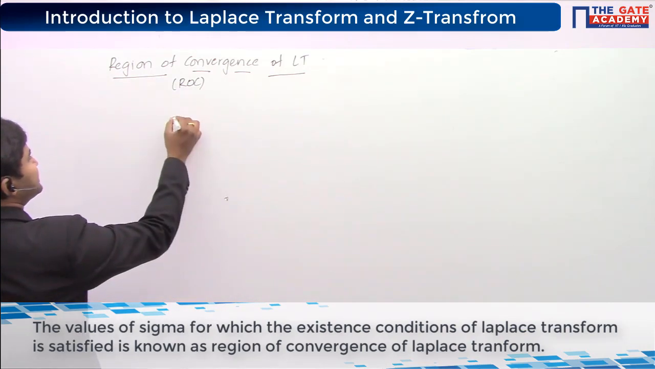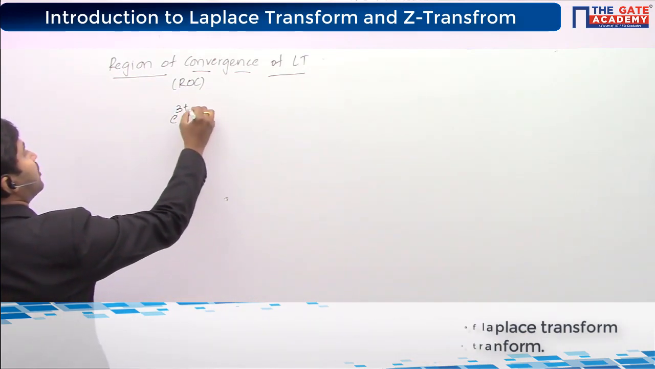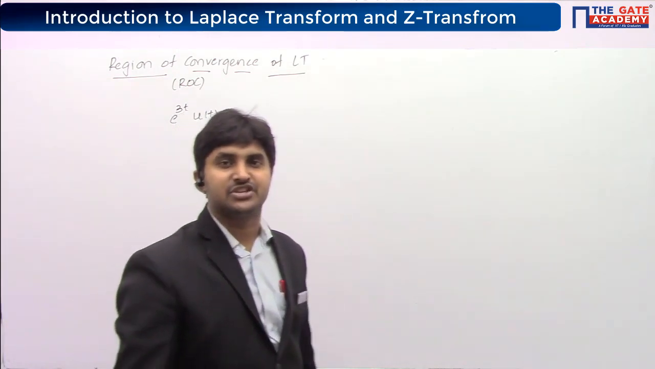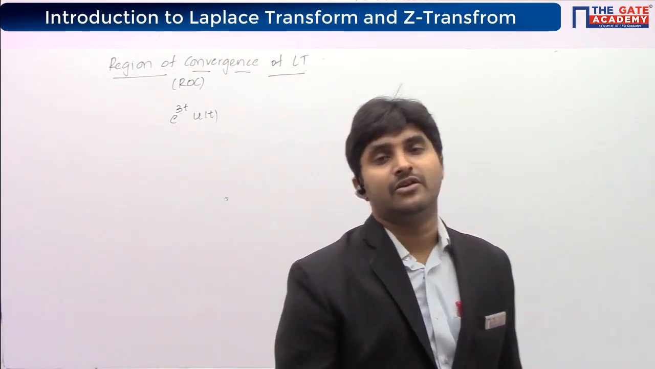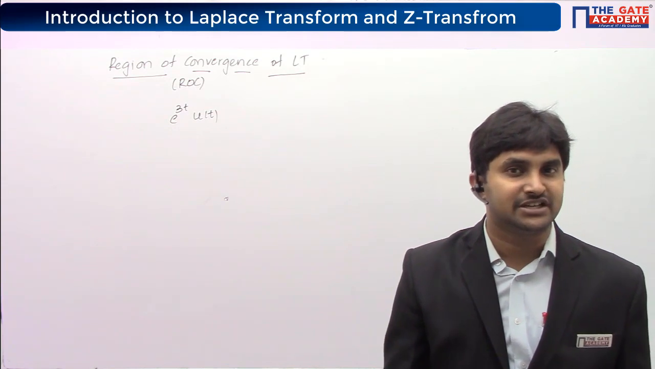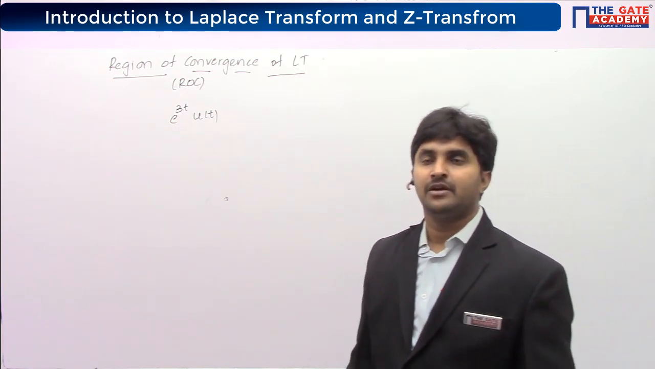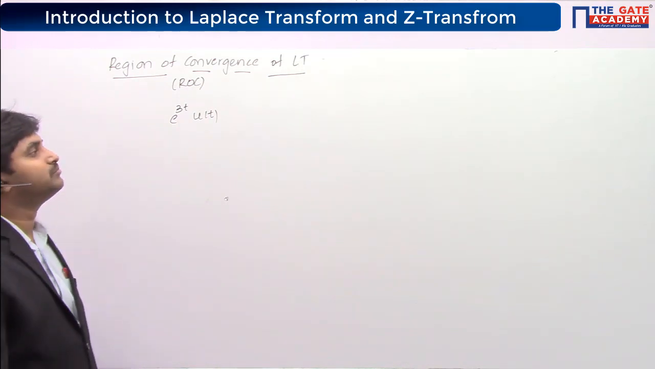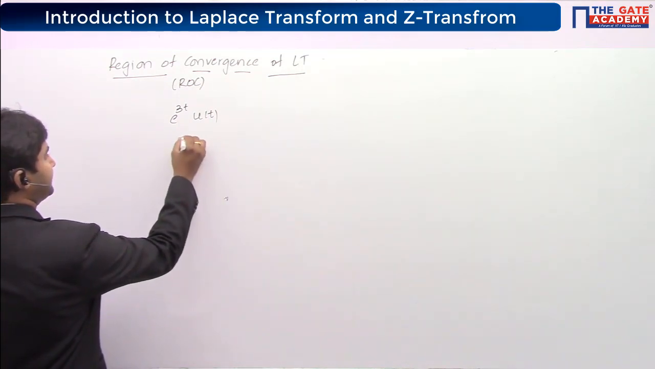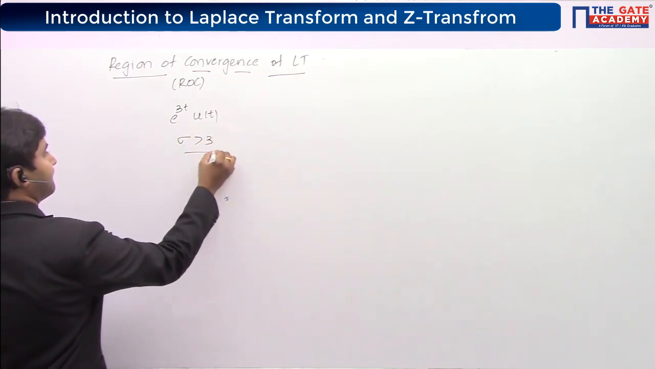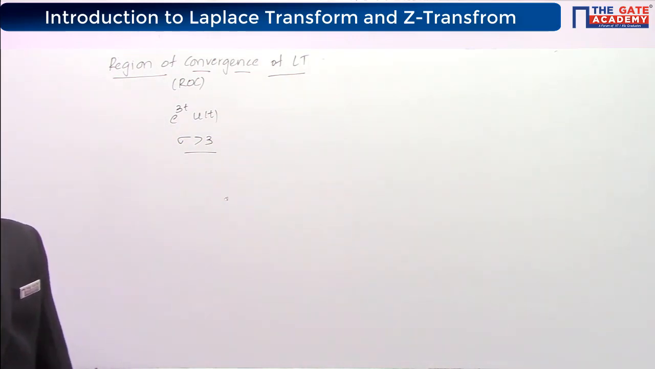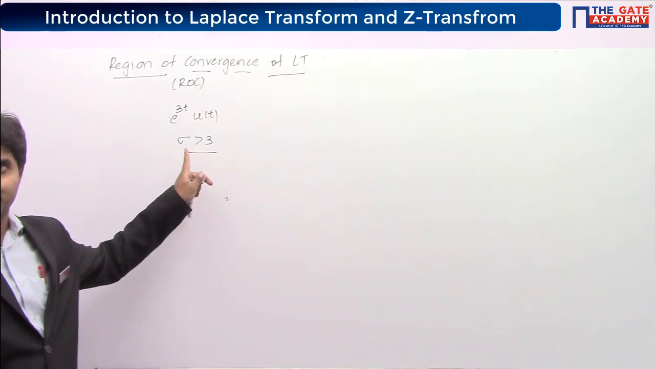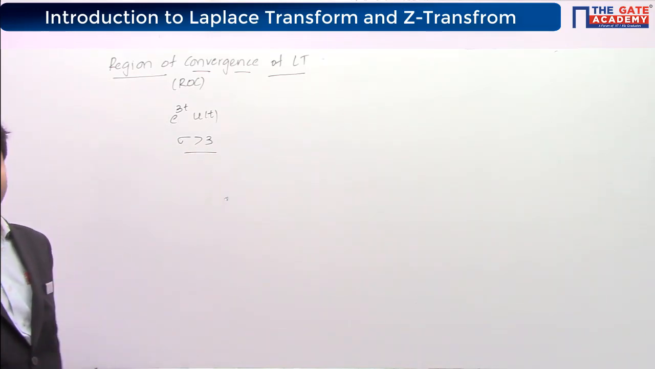So in the previous example that we have taken, e power 3t u of t, can you please tell me the values of sigma for which the existence condition is satisfied? The existence condition has been satisfied for sigma greater than 3, yes or no? It has been satisfied for sigma greater than 3.